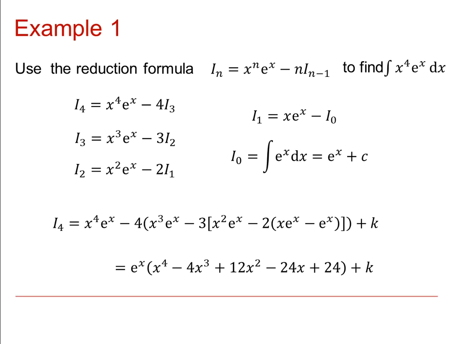So let's just look through that again. Our reduction formula was In is equal to x to the power n e to the x minus n In minus 1. So going through that in turn from I4 all the way through to I0, we found these different expressions which could all then be substituted back into the first one, I4 in turn, and then taking out from that a factor e to the x.